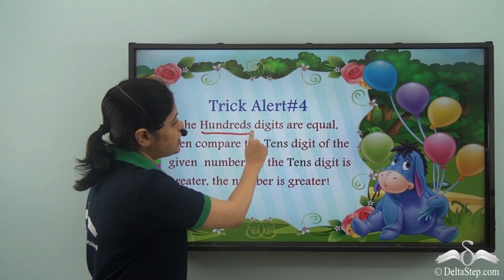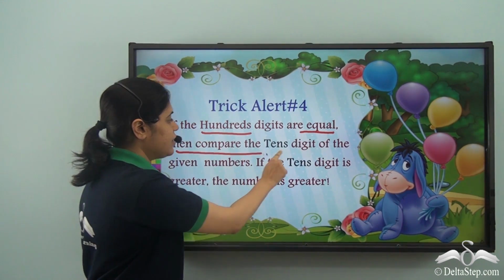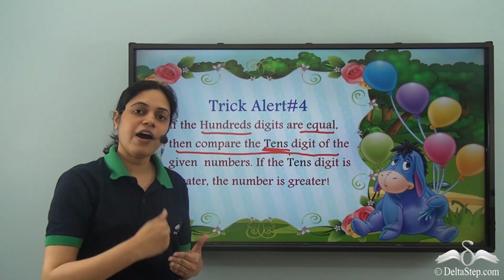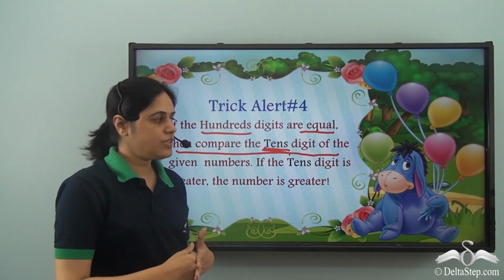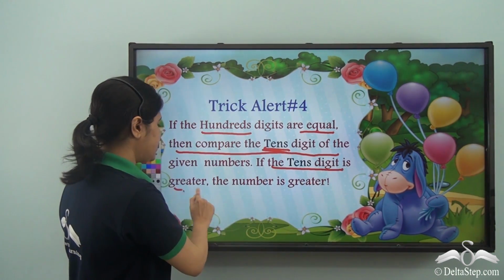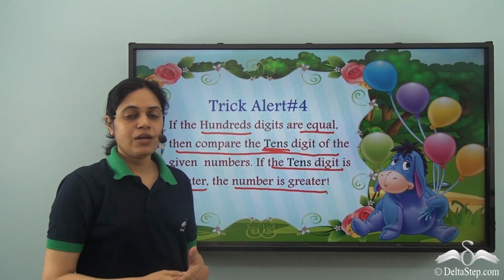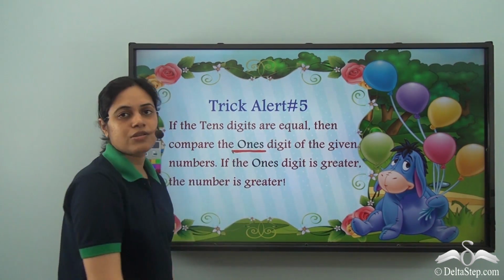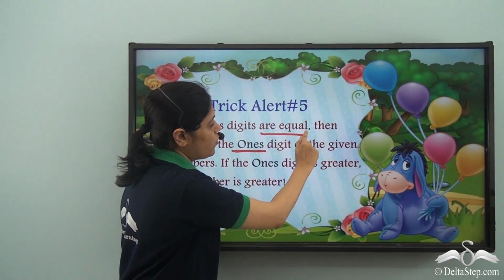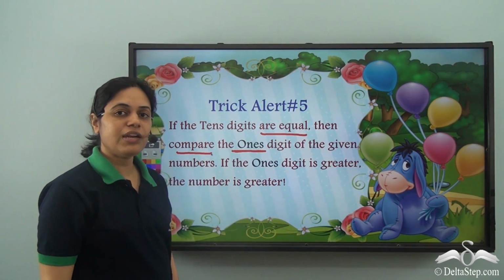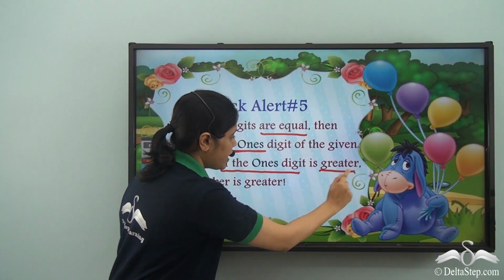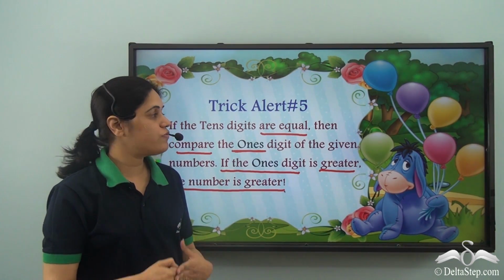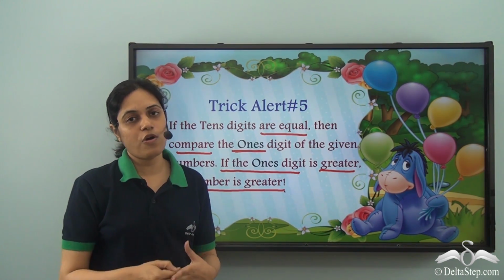If the hundreds digits are equal, then compare the tens digit. So if thousands were equal, we went to the hundreds. If hundreds are equal, we go to the tens digit. If the tens digit is greater, the number is greater. But what if the tens digit is also equal? You go to the ones digit. So if the tens digits are equal, then compare the ones digit of the given numbers. If the ones digit is greater, the number is greater. So these are some of the rules we need to keep in mind for arranging or ordering the numbers.